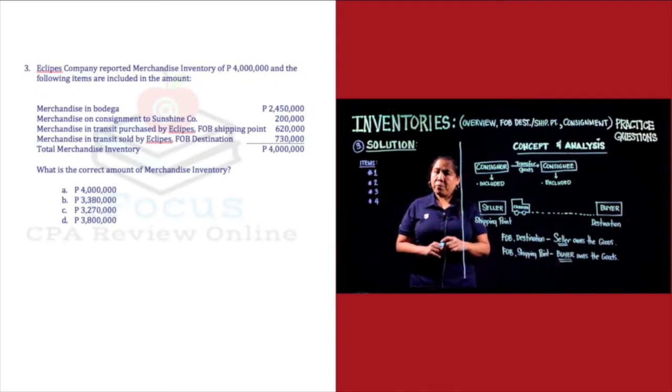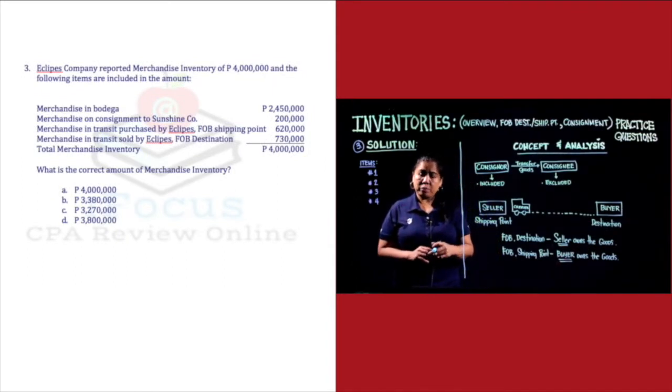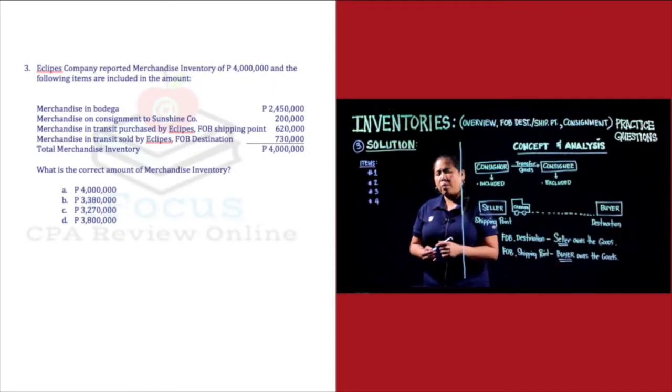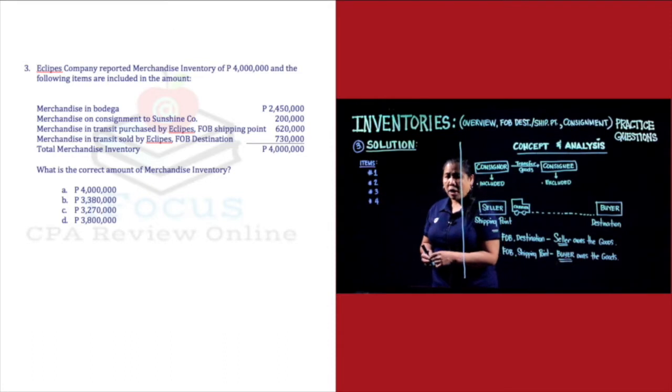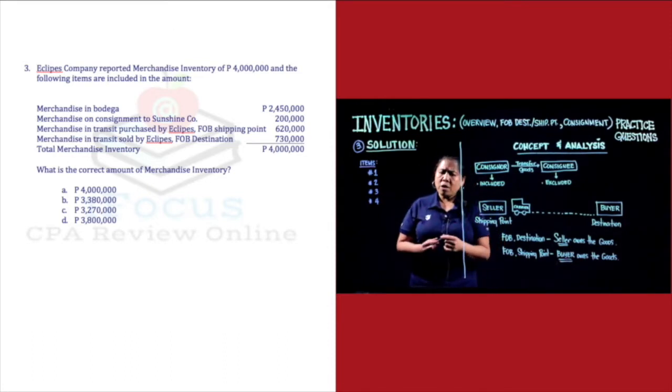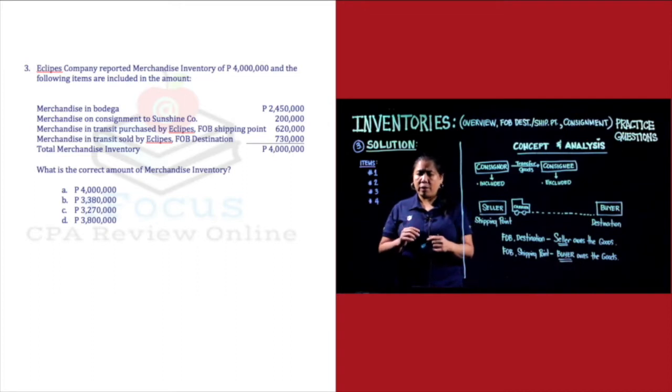Alright, question number 3. What is the requirement of question number 3? What is the correct amount of merchandise inventory? So, magkano daw ang correct amount ng inventory ni Eclipse Company? Eclipse Company reported merchandise of 4 million and the following items are included in the amount.